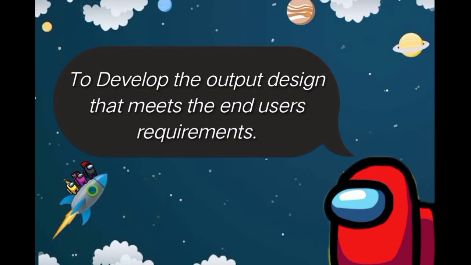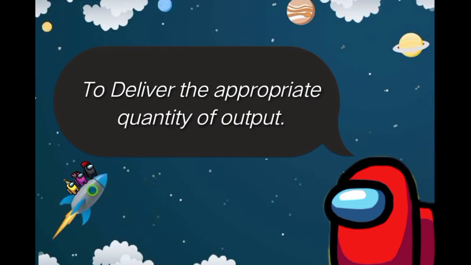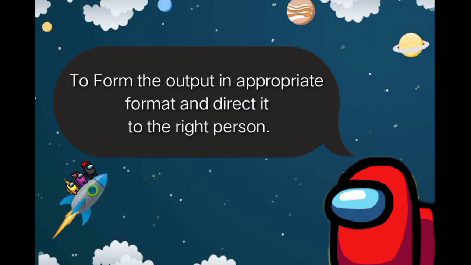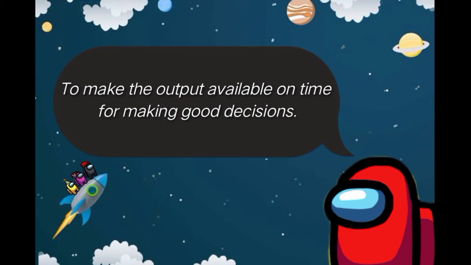To develop the output design that meets the end user requirements. These are the software requirements that the end user needs to develop the output. To deliver the appropriate quantity of output. To form the output in an appropriate format and direct it to the right person. To make the output available on time for making good decisions.